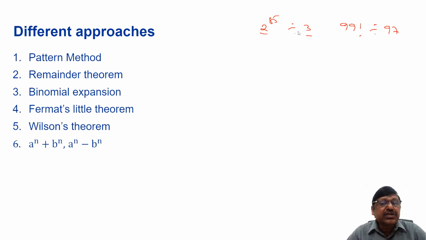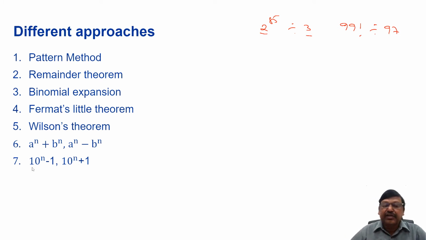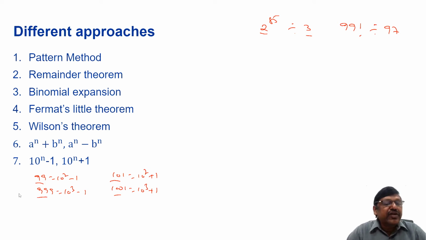Sixth one is questions related to rules on a power n plus b power n, a power n minus b power n. And finally, questions with respect to 10 power n minus 1 and 10 power n plus 1 rules, like say 99, which is 10 square minus 1, or 999, which is 10 cube minus 1. Or say 101, which is 10 square plus 1, or 1001, which is 10 cube plus 1. For such numbers, what are the divisibility rules? So these 7 approaches we will discuss in the following 7 sessions, right? Okay, we'll start with pattern method.